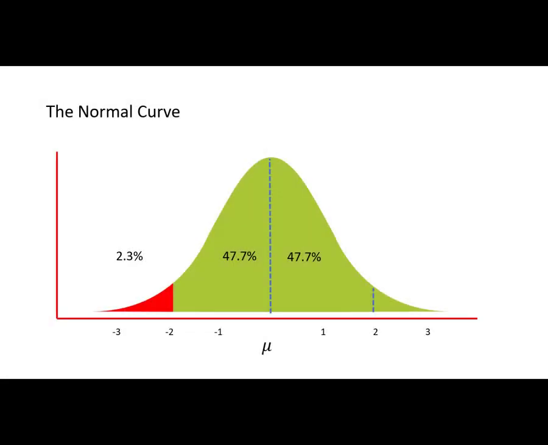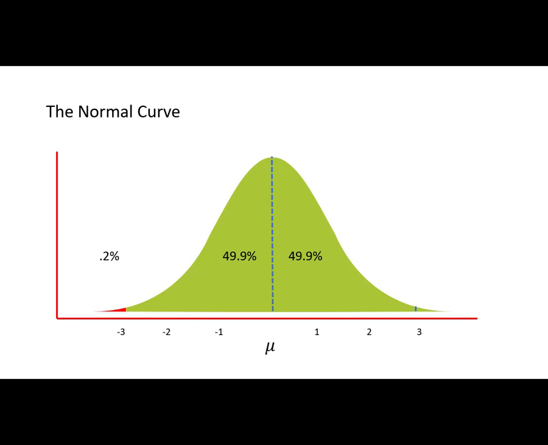We can also show that 47.7% of scores will fall between the mean and 2 units of standard deviation above or below the mean. This leaves 2.3% of the scores in each of the two tails beyond 2 standard deviations from the mean. Similarly, it can be shown that 49.9% of scores are within 3 standard deviations of the mean, leaving only a tiny 0.1% in each of the two tails.